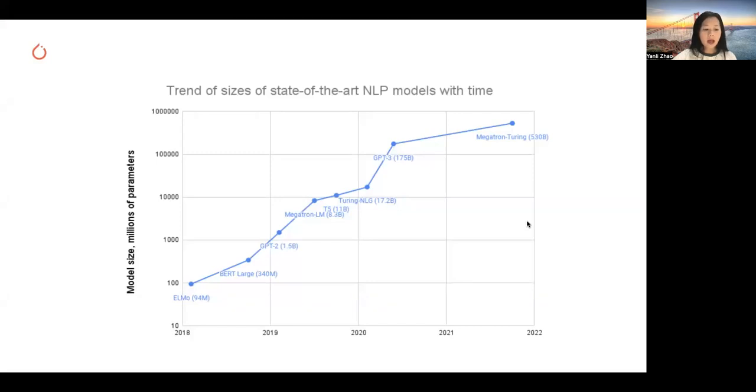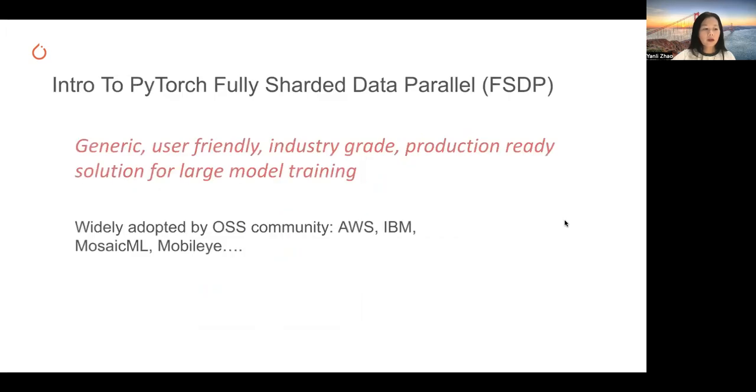The PyTorch FSDP API is motivated by the trend of rapidly increased model sizes in the AI area in the past few years. The API is designed to be generic and user-friendly. It is an industry-grade, production-ready solution for large model training. It is exciting to see its successful launch and wide adoption so far by open source communities like AWS, IBM, Mosaic ML, Mobileye, and more.